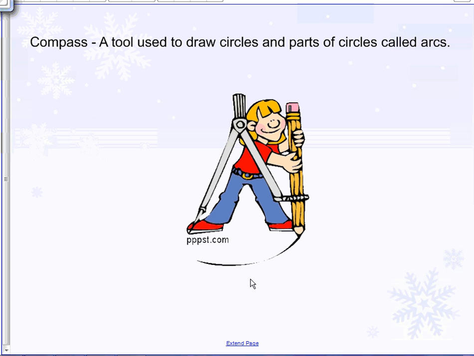The first one is a compass. You've used compasses before, often to make circles, and it is a tool used to do that. But it also can be used to measure things, which we'll see in a minute.